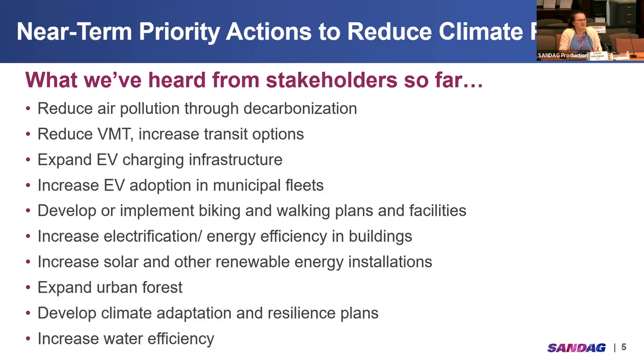But to make it more real, some of the things we've been hearing from stakeholders so far, which they consider near-term actions, are reducing air pollution, whether through efficiency, renewables, other decarbonization efforts, or reducing VMT, or vehicle miles traveled. That can be through increasing bike lanes or bike plans, transit options. Also EV infrastructure, as well as vehicles, for addressing passenger vehicles, buses, trucks. How do we make those vehicles that are on the road for folks that are still driving, or goods movement, cleaner? Other things are tackling your existing buildings. This could be homes and commercial buildings.